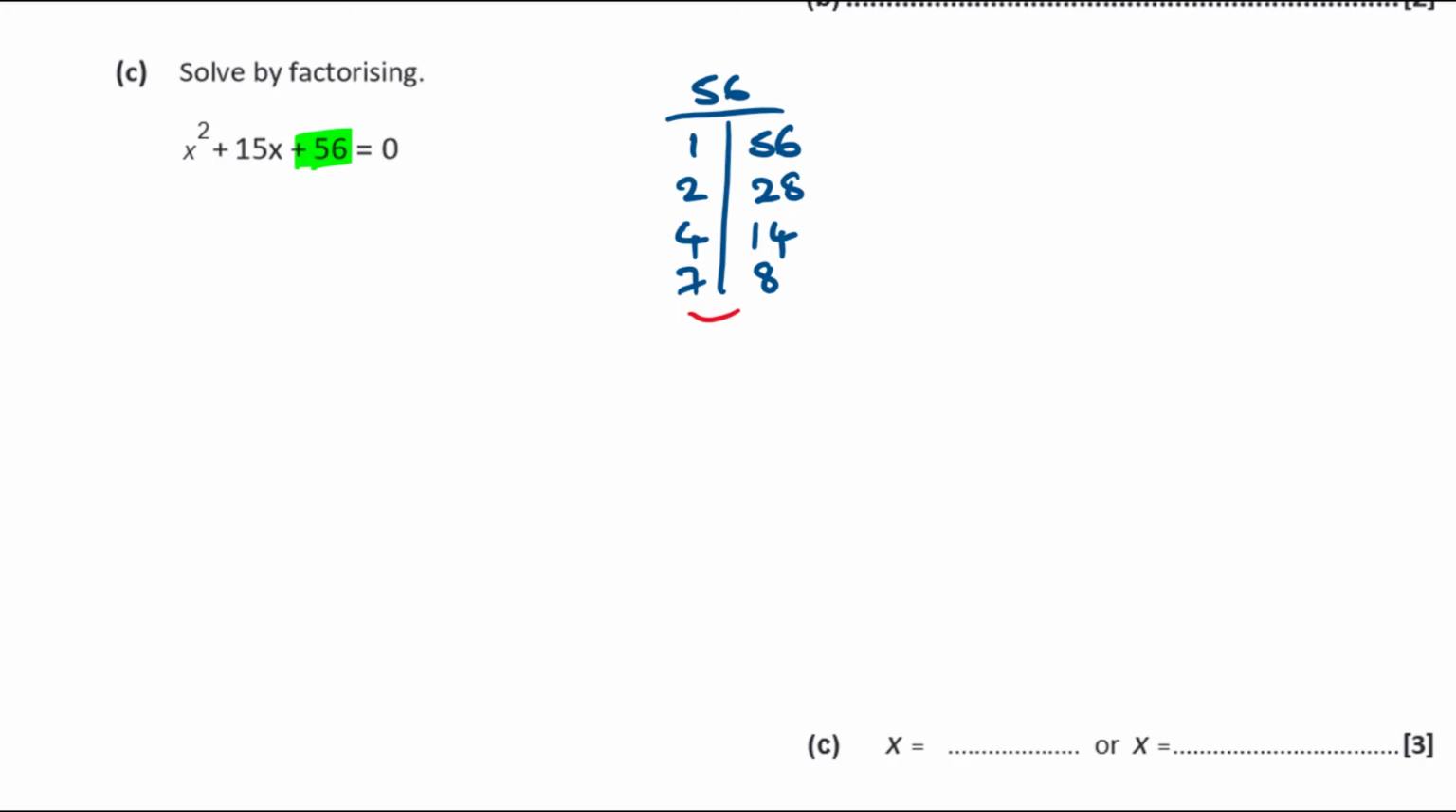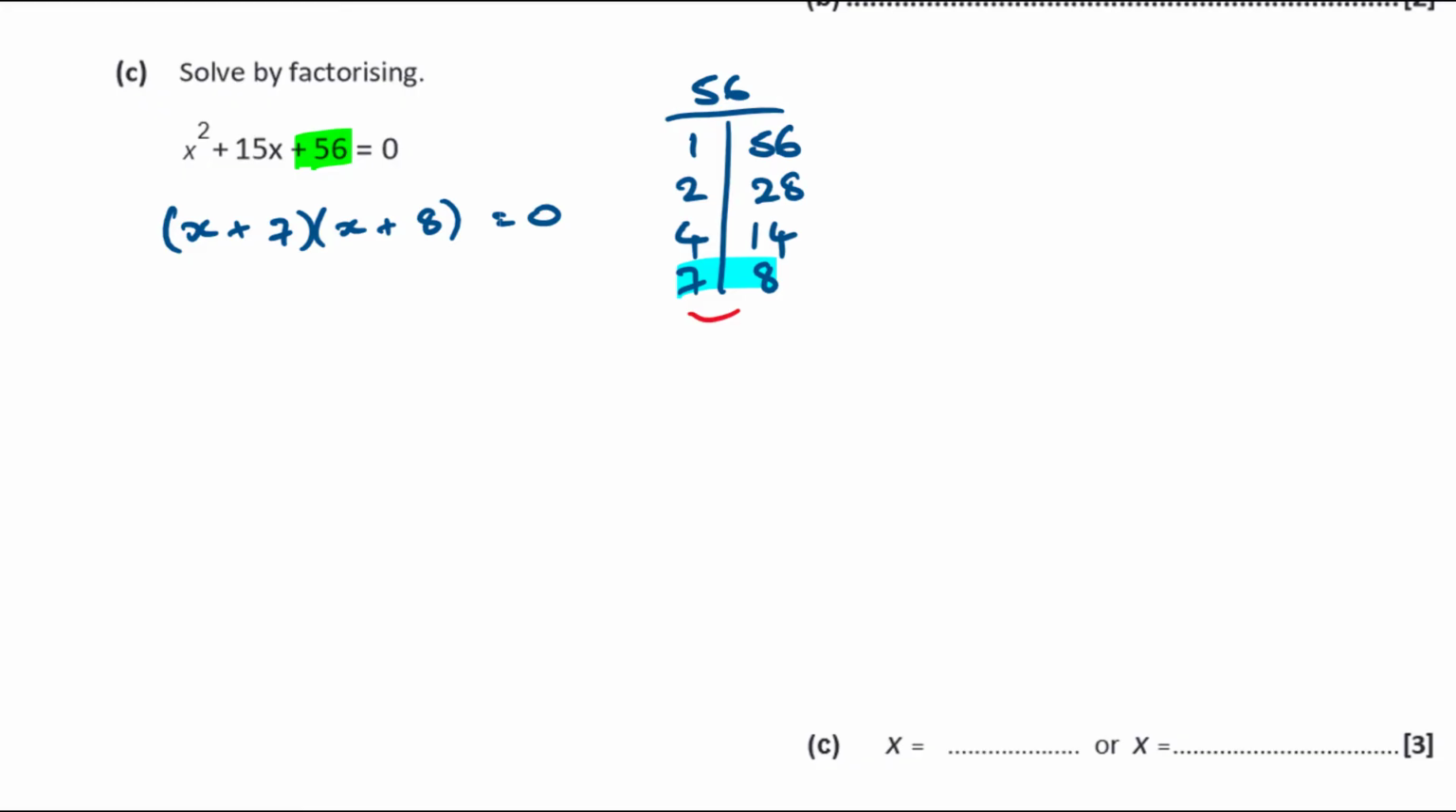Now, one of those pairs is going to add up to 15. Which pair is it? It's going to be this number on the end, isn't it? 7 and 8. Okay, so they must be my numbers. So I'm going to get x plus 7 times x plus 8 is equal to 0. So 7 times 8 is 56 and 7 plus 8 is 15. So it kind of all matches up.